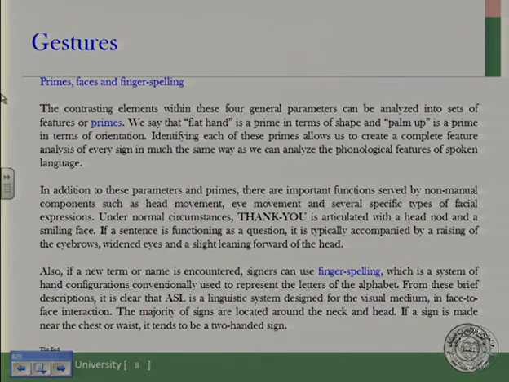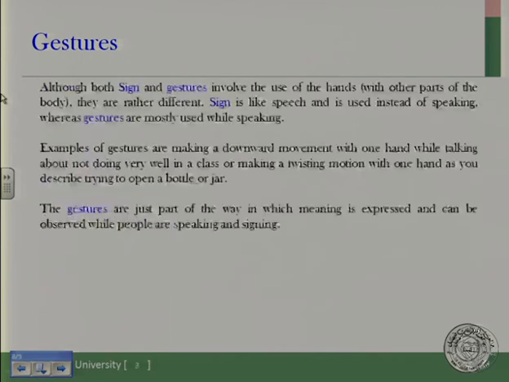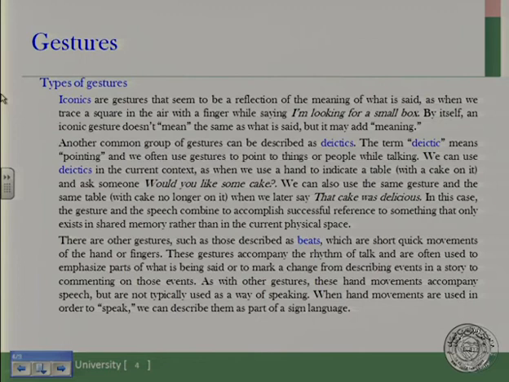So this is all for today. We talked about gestures and we defined the meaning of gestures and the meaning of sign, and what the difference is. We said sign is like speech and is used instead of speaking with deaf people, but gestures are mostly used while speaking. Second, we talked about the types of gestures, and we said that we have three types: iconics, deictics, and finally beats.